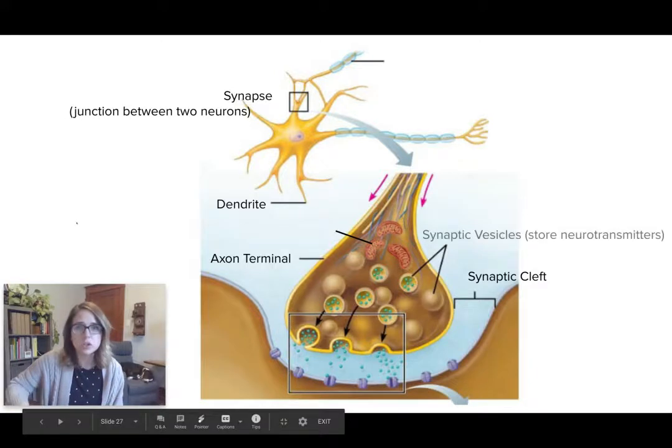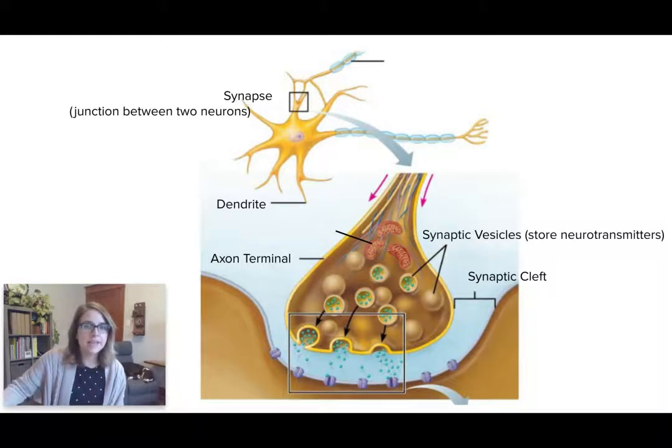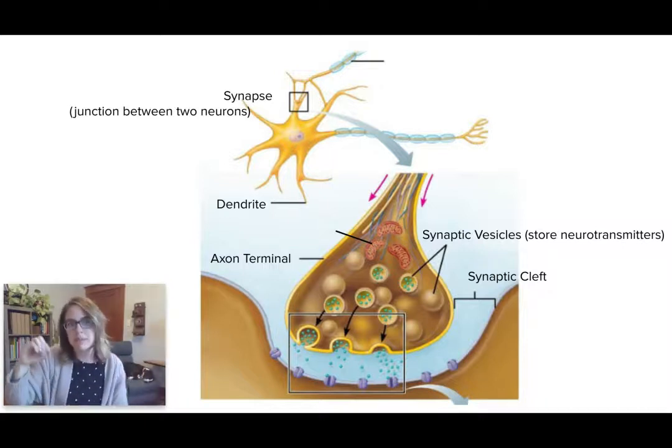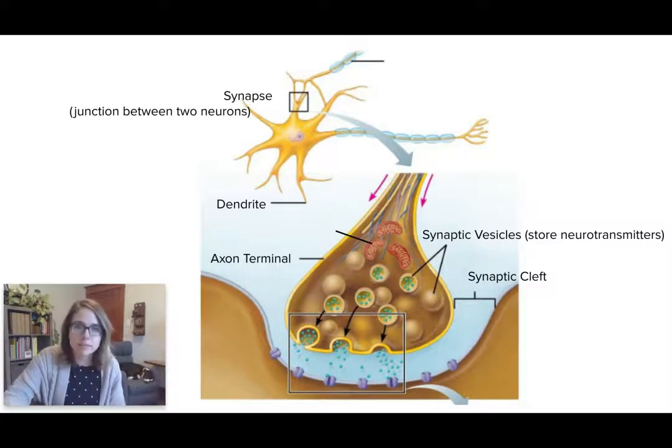Other things going on here: inside the end of this axon terminal, we have what are called synaptic vesicles. Think back to Bio 1-2 when you learned about the parts of a cell, and a neuron is a cell. It's just a uniquely shaped cell. Vesicles were something that stored stuff. So in an axon, the synaptic vesicles store neurotransmitters. And neurotransmitters are the chemicals that send signals to the body.